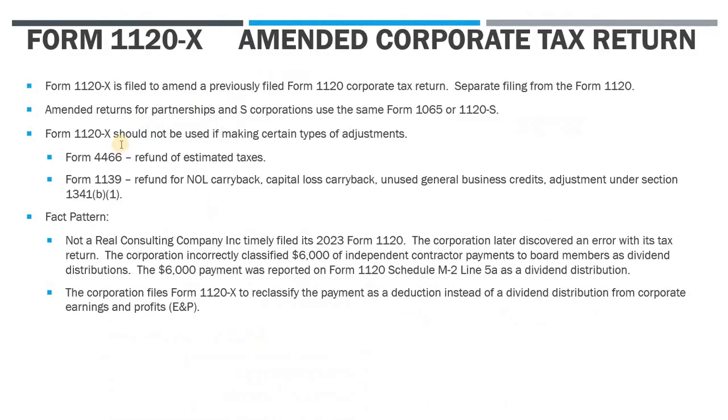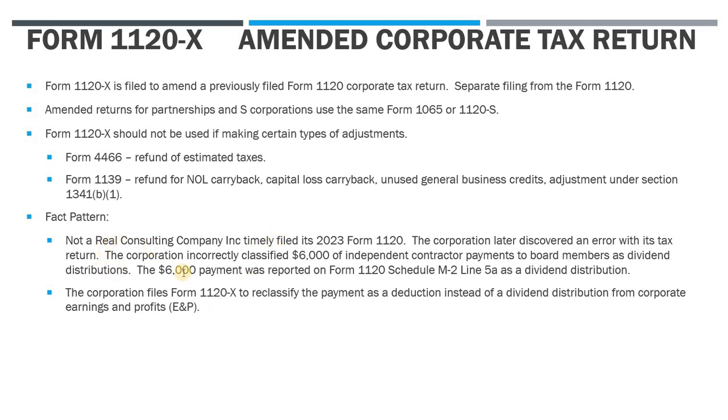Now, as far as what circumstances you wouldn't use the 1120X, if you have adjustments for estimated taxes, you could do that on a Form 4466, or the Form 1139 is commonly filed when we have carryback claims, unused credits, or other adjustments. If you've got anything that doesn't fall within these categories, then you use the 1120X to make the amendment.